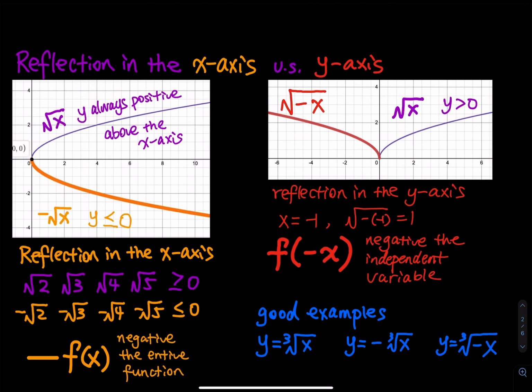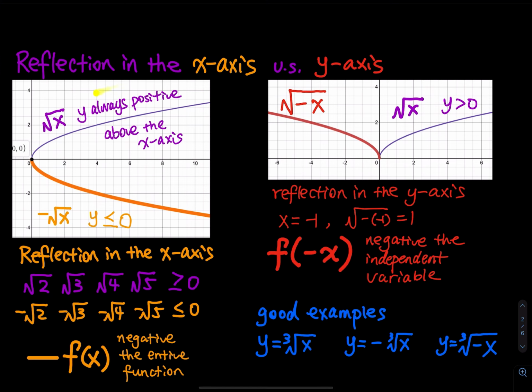Reflection in the x-axis versus reflection in the y-axis. So for reflection in the x-axis, the typical example is using the graph of square root of x. So the purple graph, do you see that? That is the square root of x. We start at 0, 0, and then square root of x when x is positive, y is positive. When x is 0, y is equal to 0.